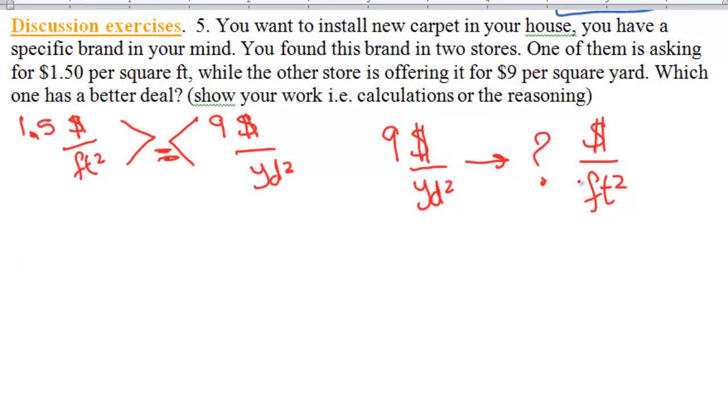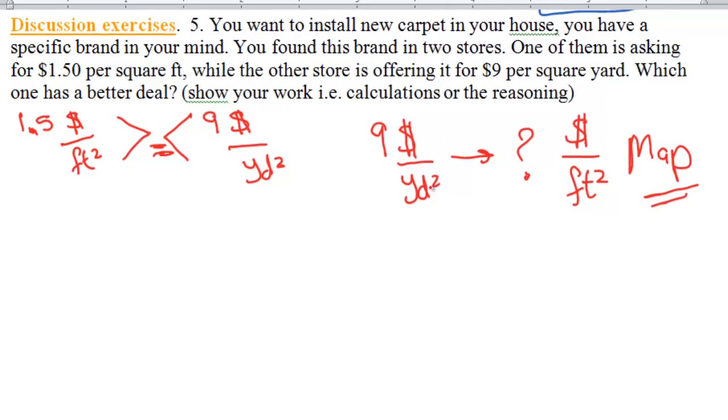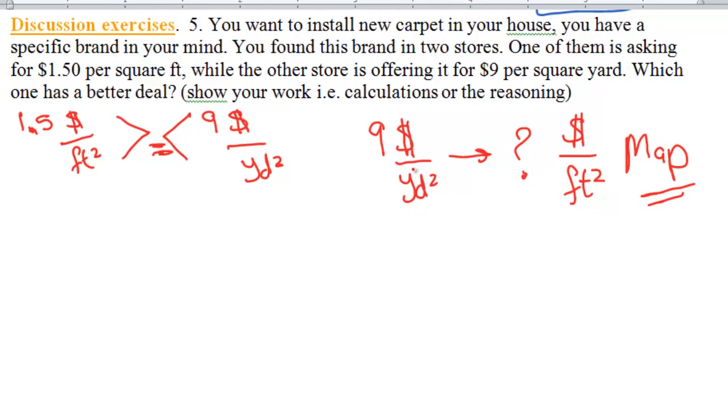Now, as you see in this conversion, we are trying to change the denominator, not the numerator as we did before. We are trying to change the denominator from square yard to square foot while keeping the numerator the same, because the unit here is still dollar, so we don't want to mess with the numerator. Now, to set it in a way that will convert the denominator from square yard to square foot, we have to start first by deciding the conversion statement that relates square yard to square foot.